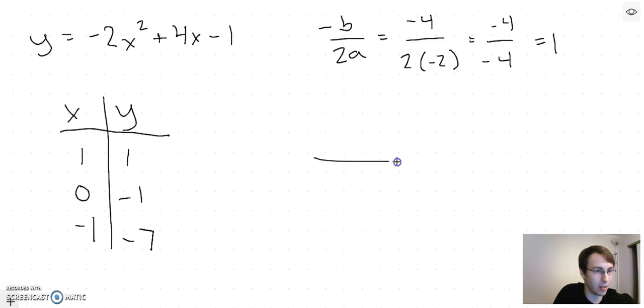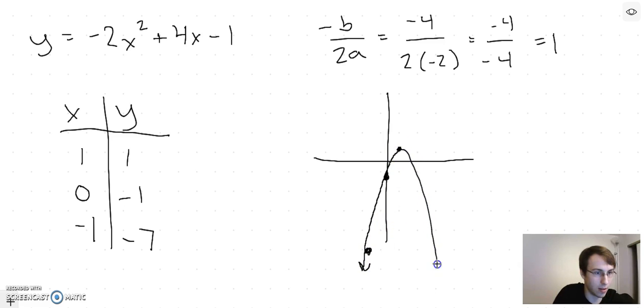So now we have a downward facing parabola. If we plot this, x is 1, y is 1, so it's right about here. X is 0, y is negative 1. X is negative 1, y is negative 7. Out here. So we should have something like this. Just to convince you of this still, because you should be skeptical. This is almost too good to be true. This is a really nice way to graph this really weird looking equation.